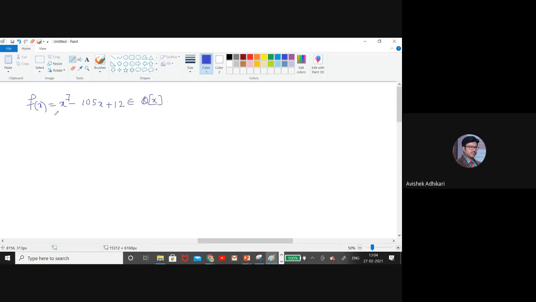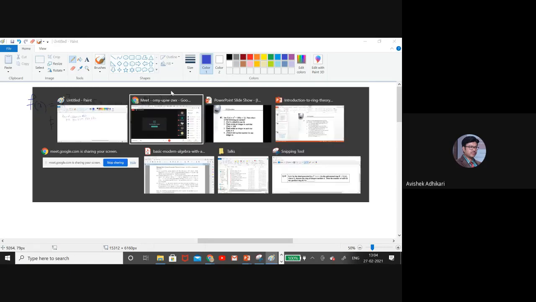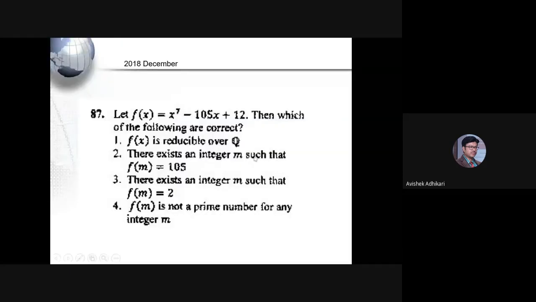Now take p to be 3. Then p divides 12, p divides 105, p square does not divide 12, and p does not divide 1. So by Eisenstein criterion, this is irreducible in Q[x]. So f(x) is irreducible in Q[x]. So that's done. The first one says that it is reducible, but it is irreducible. So the first one is false.